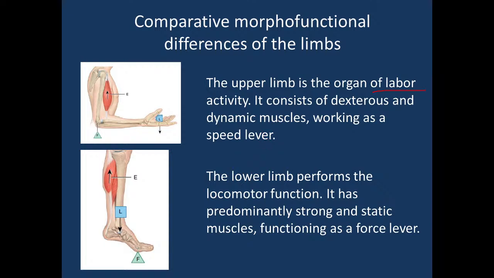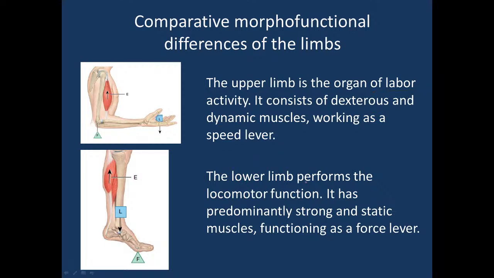And upper limbs consist of dexterous and dynamic muscles. That means they produce high speed, but they can work a shorter time, not such a long time as the lower limb.